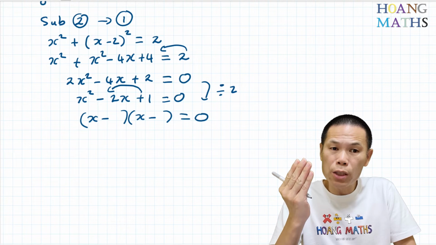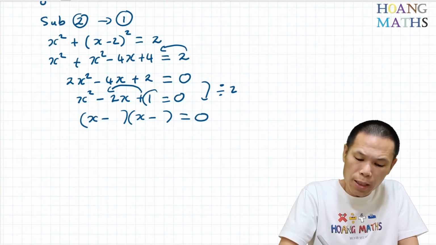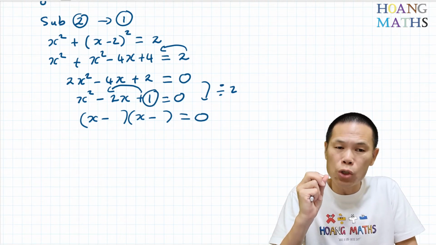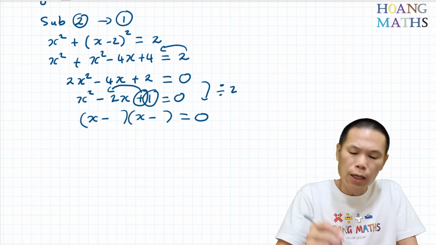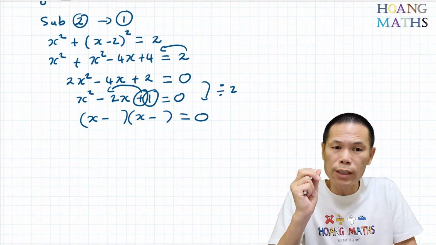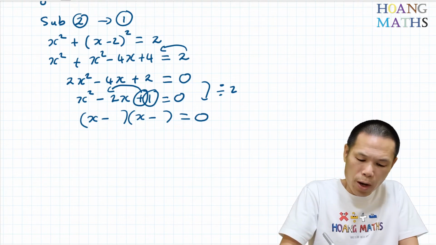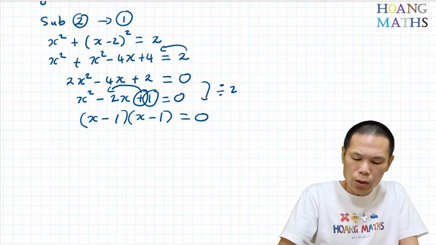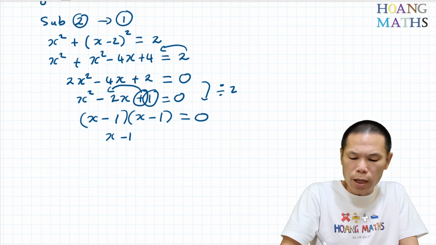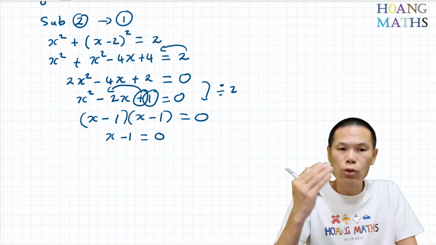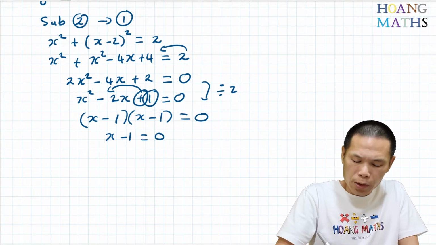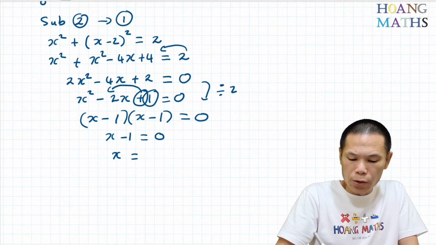So 2 numbers times together to give me 1, and we add together to give me 2 because of the plus in front here. So therefore 1, because 1 times 1 is 1, and we add them together is 2. So 1 here and 1 here. So this means that x minus 1 is equal to 0 because 2 factors are the same, okay? So this means that x is equal to 1.